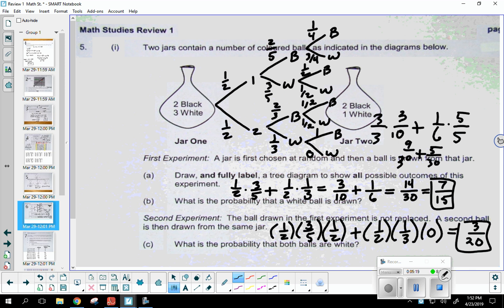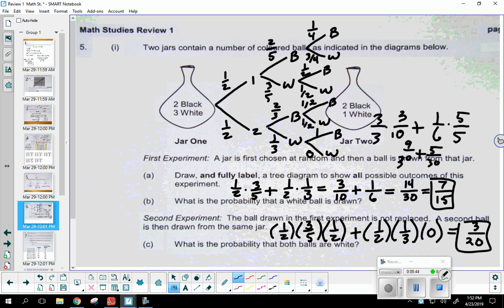Okay, so the probability that a white ball is drawn was 7/15. The probability that both balls are white, 3/20. Okay. Any questions on this one? How many people attempted it and got it correct? Okay, so that's a good number. Anything you wanted to talk about on this?